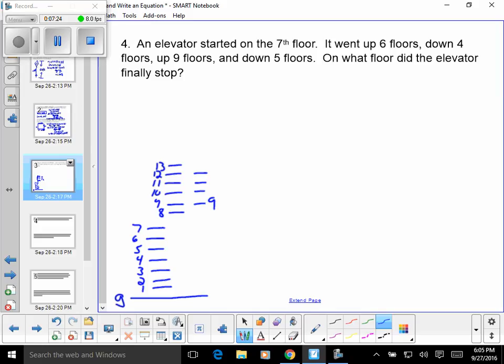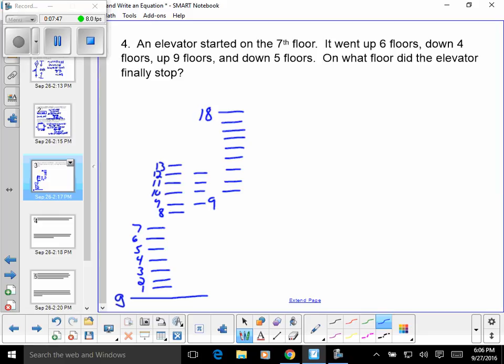Then it's going to go up 9 whole floors. 10, 11, 12, 13, 14, 15, 16, 17, 18. So it's up to the 18th floor.